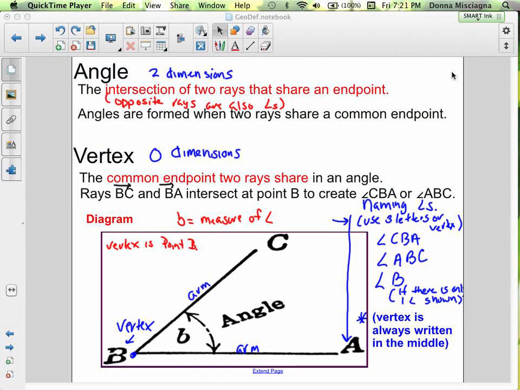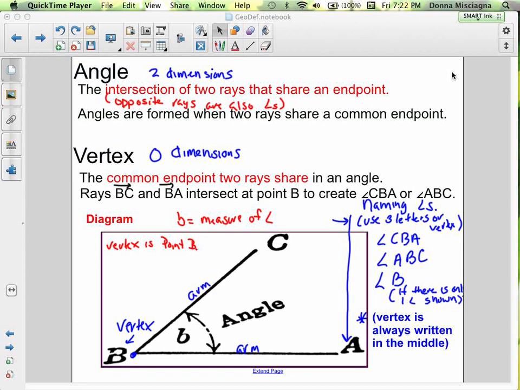All right, so we have our definitions. We have our dimensions for each of those terms. Let's draw one diagram. All right, so draw the diagram that you see. Right? So we have our angle there. We have those 2 rays that are intersecting. Right? Our vertex is at point B. Right? And that little b there is referring to the measure of our angle. The sides of the angles are called arms.